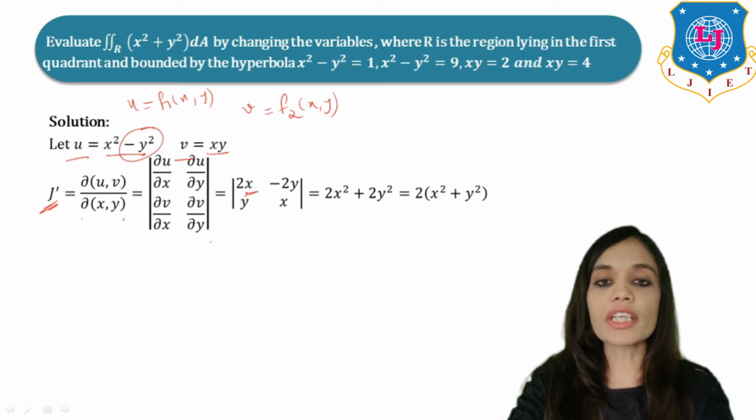So the answer will be 2x. Similarly, find the partial derivative of u with respect to y. So now this x will be constant, so the answer will be minus 2y, right?